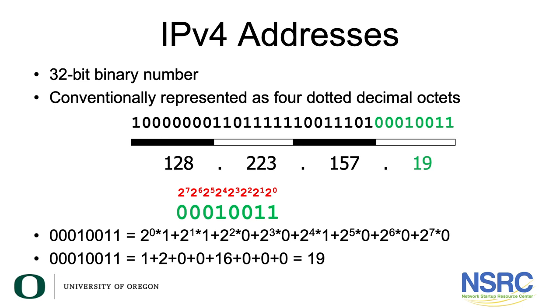Remember, only the bits that are 1 are going to be converted to the decimal number. Otherwise, 2 to the power of anything times 0 is also 0. So that's why you arrived at 19.